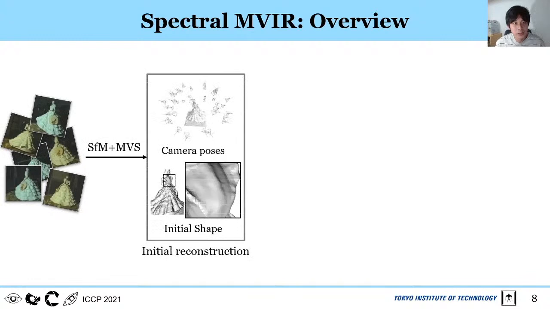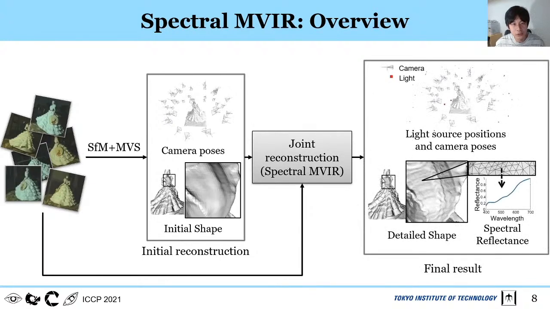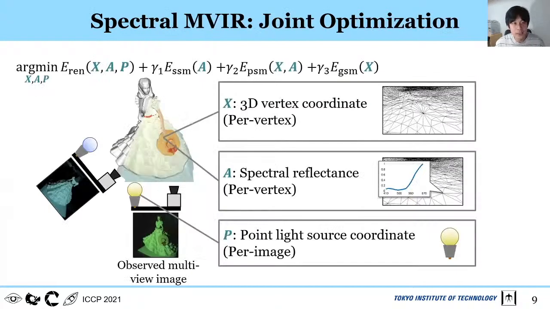Using the captured images, we first perform the camera pose estimation and the dense point cloud reconstruction by a standard SFM and MVS pipeline. Then we input the initial reconstruction results and the input images into the proposed joint reconstruction. By solving an optimization problem, we can obtain the detailed shape, spectral reflectance, and light source positions. We next explain the joint optimization step.